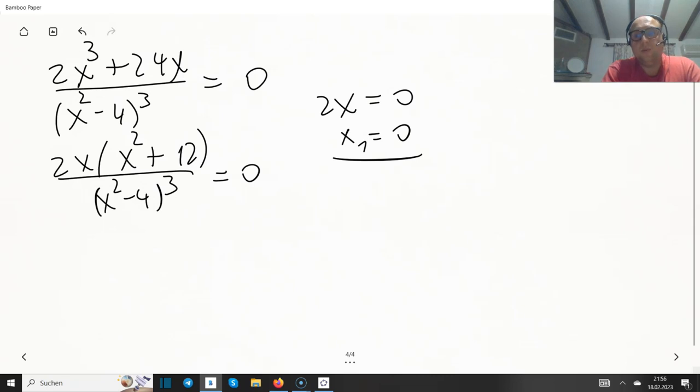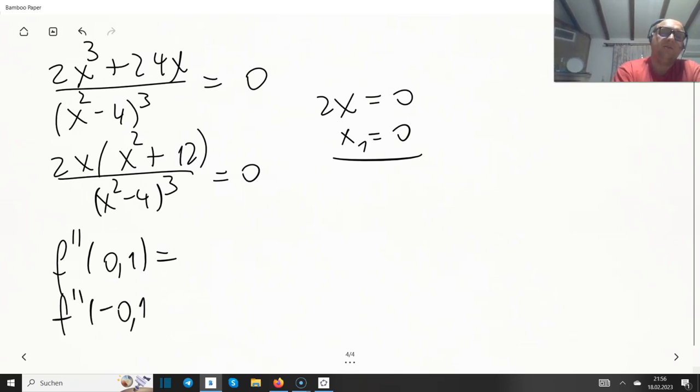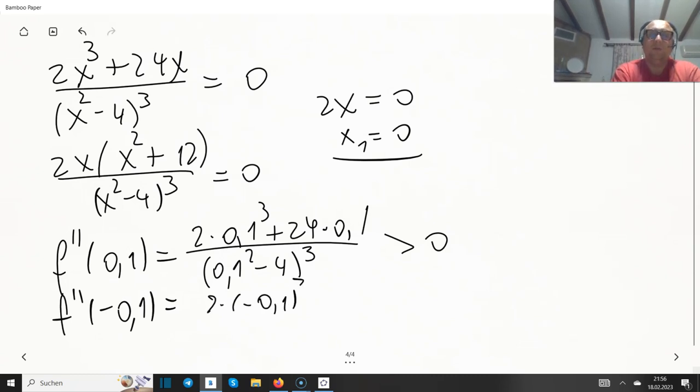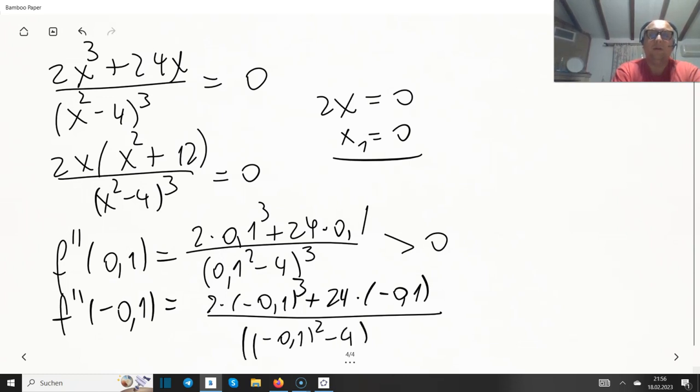But still, if you want to compute the third derivative, it's up to you. I don't want to do this. I just compute the sign of the second derivative at 0.1 and the sign of the second derivative at minus 0.1. If it's changing, I'm lucky. So, what do we have? We have 2 times 0.1 cubed plus 24 times 0.1 divided over, well, it makes no difference here. Obviously, we have a positive number, so it's positive. Now, 2 times minus 0.1 cubed plus 24 times minus 0.1 divided over a positive number. Is it a positive number?